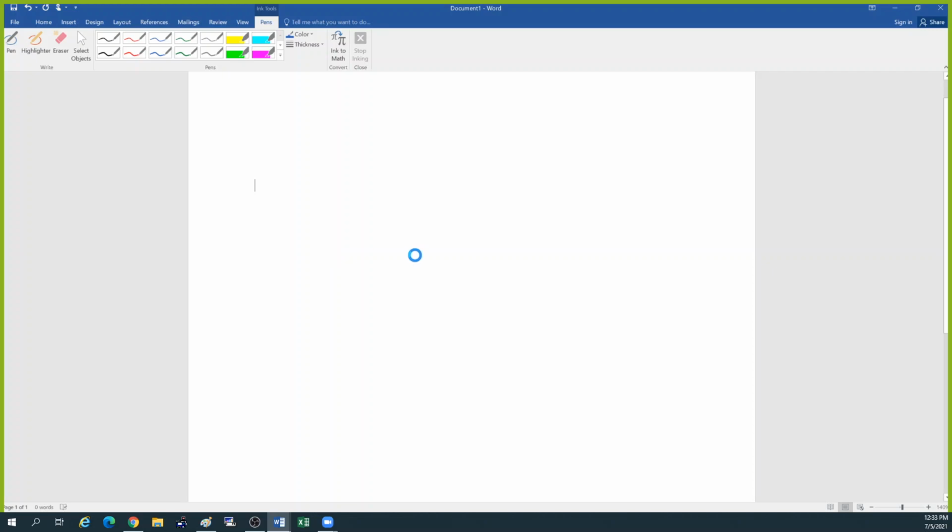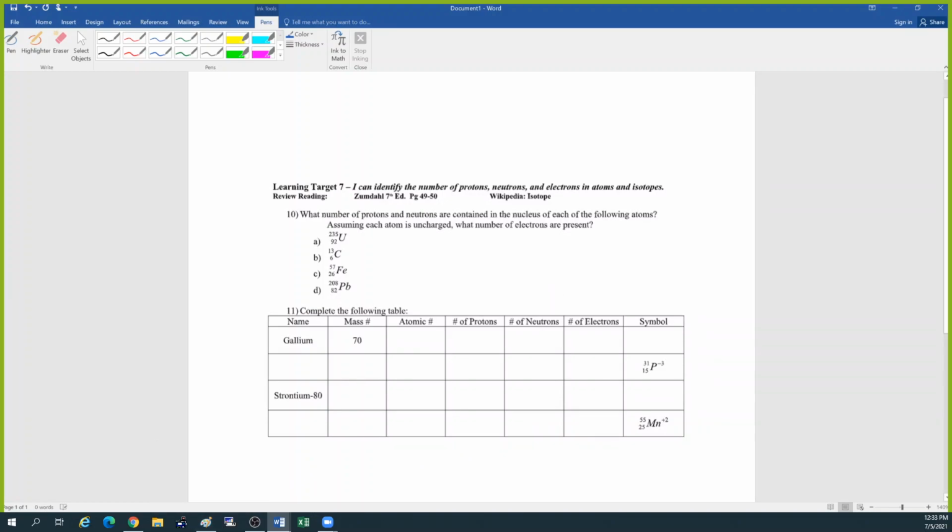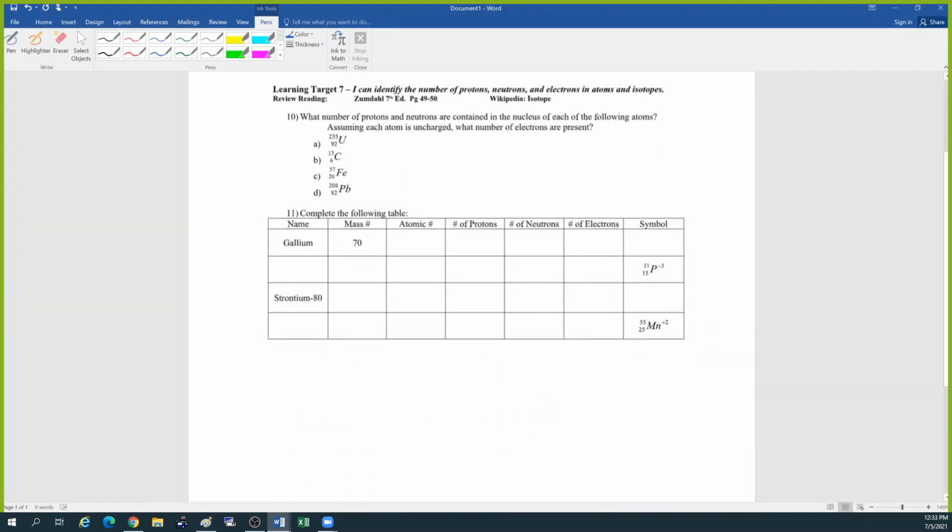Okay, what do we got here? Man, this thing is running slow today. All right, here we go. So in this first part, it says to figure out the number of protons, electrons, and neutrons in each of these atoms. So let me just pluck a couple out here and we can go through them.